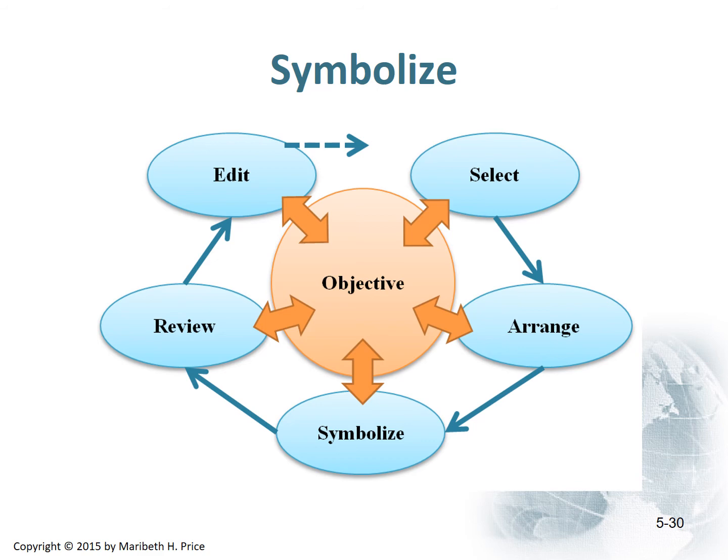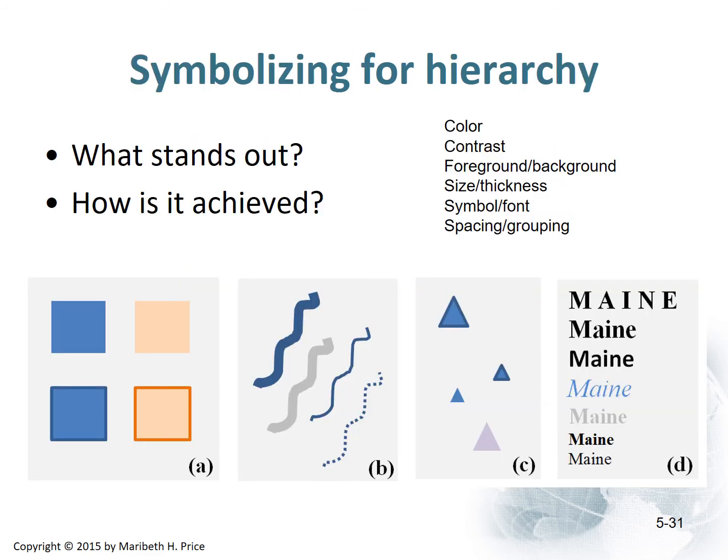And let's talk about symbolizing stuff. Different ways to symbolize: color, contrast, foreground, size, whatever. All these things lend ways of differentiating one thing from another. Ask yourself what stands out and why. So we have different colors and different boxes, and what draws your attention?